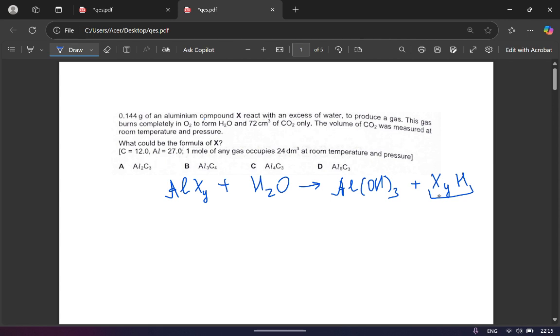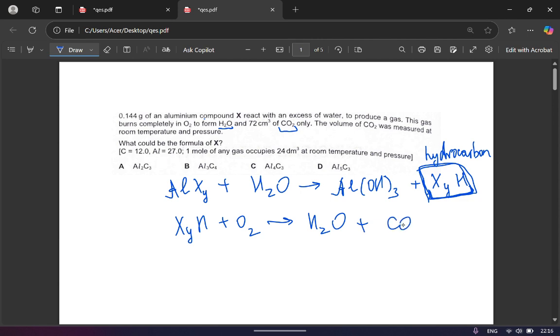How do I know that this is hydrogen? We see that when this compound burns in oxygen, it forms water and carbon dioxide, which is a basic combustion reaction for any hydrocarbon. So we can assume that the compound being produced here in the first reaction is a hydrocarbon. So now let's just try to write the second reaction, which is a combustion.